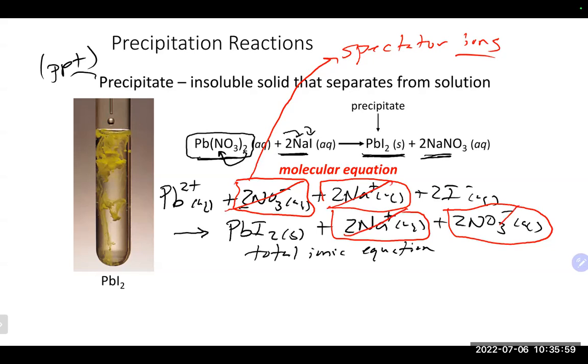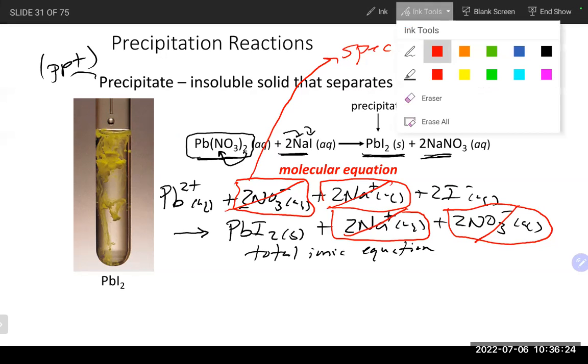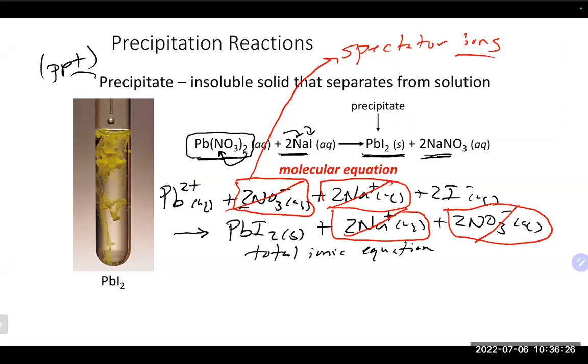And by the way, if you do this correctly, they should always completely cancel out. You should never have 1 on one side and 2 on the other side. If they don't completely cancel out, it means you probably did not balance that equation correctly or did not carry a number down. And if we cancel them out, what we are left with is a third type of equation, which is known as the net ionic equation.